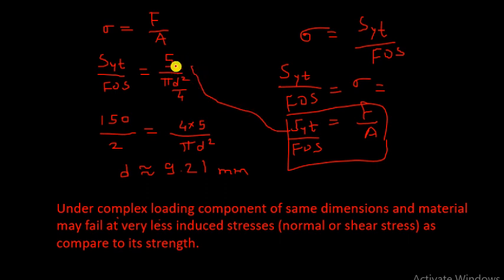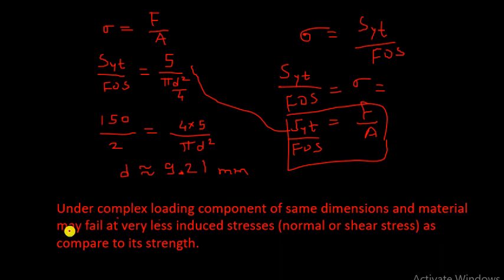So by putting the values, force is 5 kilonewton, and the area will be the cross-sectional area of the cylindrical shaft. You know that the cross section is circular, that's why the area of a circle is pi d square by 4, and by putting this value we will get the diameter approximately equal to 9.21 mm.